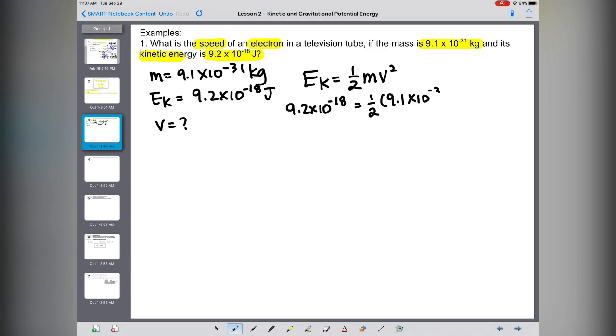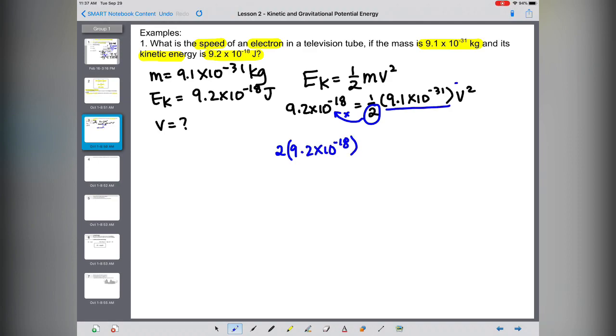mv squared. So to solve for this, you don't have to show any of this work, okay? If you can just punch it in the calculator and get me a V, that's all I care about. I'm going to change color just to make sure. This is divided by 2. So to bring it over, it becomes multiplied. So I'm going to take 2, multiply it by the 9.2.